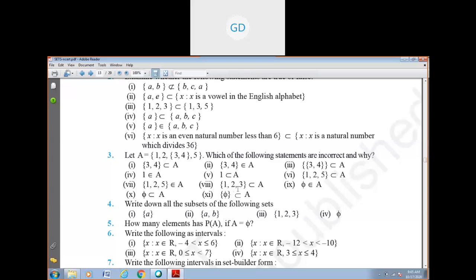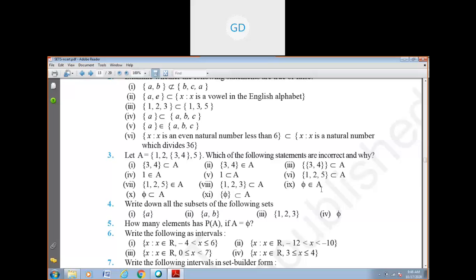Number 8, {1, 2, 3} subset of A: it's false. Because 1 is there in A, no problem. 2 is an element of A, no problem. But 3 is not an element of A. 3 does not belong to A. {3, 4} combinedly as a set is present in A, so only 3 as an element is not present in A. So this cannot be a subset of A, because 1 and 2 belong to A, no doubt, but 3 does not belong to A. So it is not a subset, so it's false.